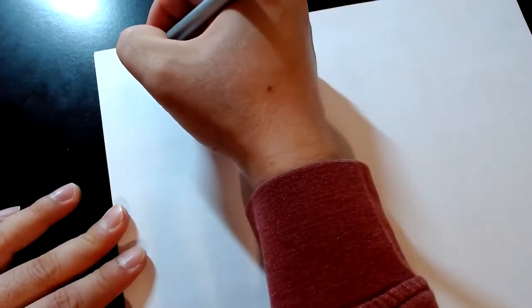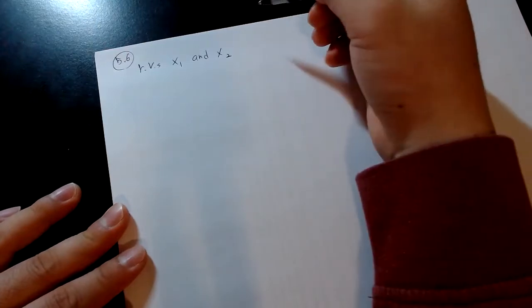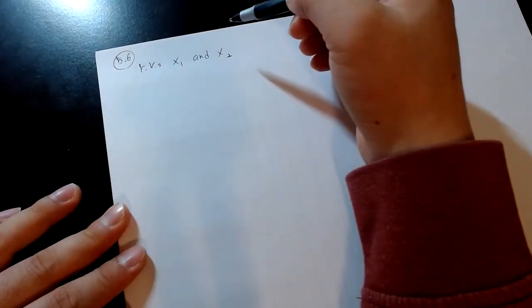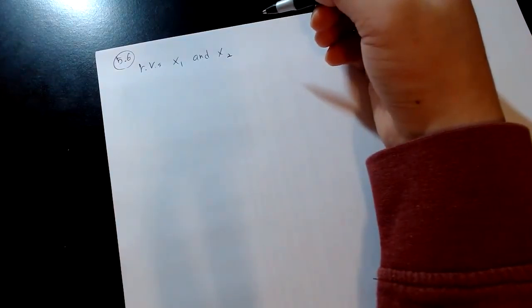The random variables X1 and X2. This is 5.6, linear functions of random variables. So X1 and X2 denote the length and width, respectively, of a manufactured part.